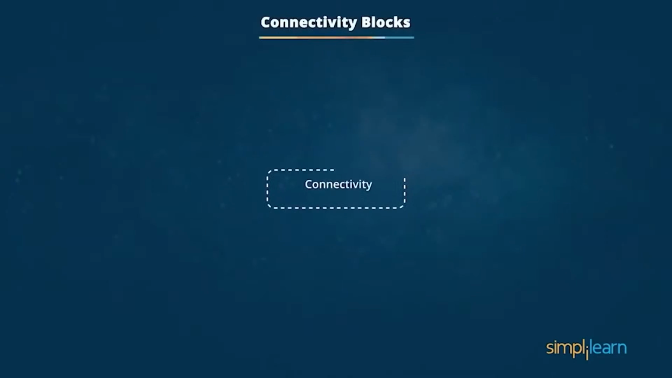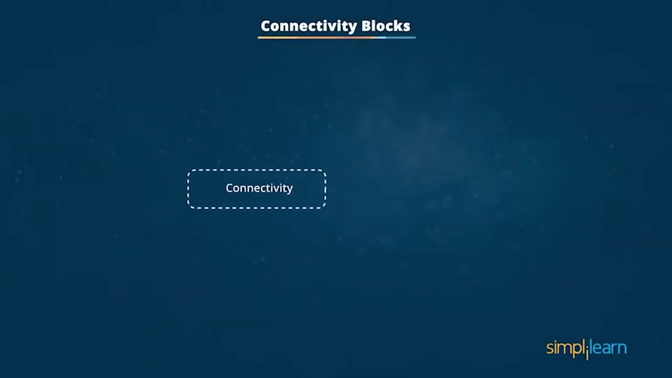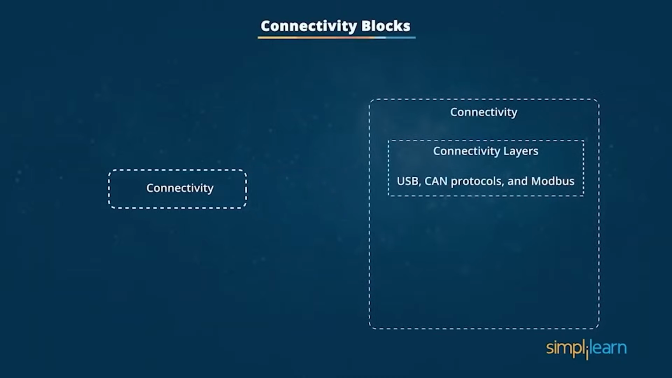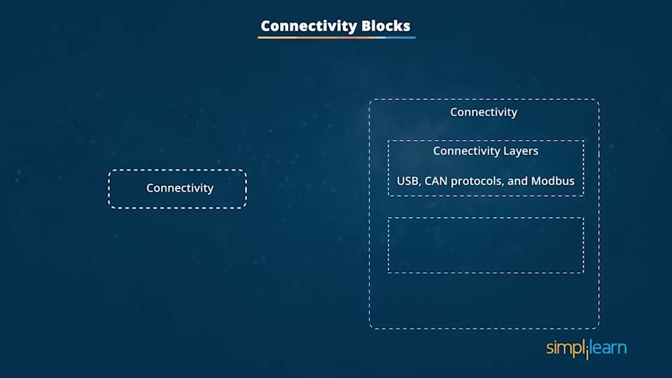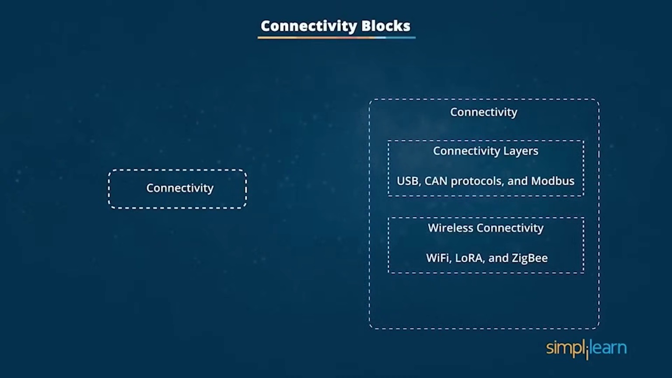Connectivity blocks. Connectivity blocks collectively are considered the backbone of an IoT setup. There are various connectivity layers like USB, CAN protocols, and Modbus. The next generation protocols of Wi-Fi are LoRa and Zigbee.